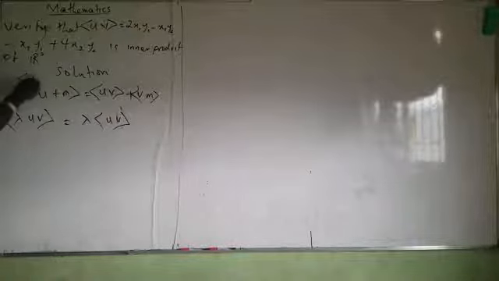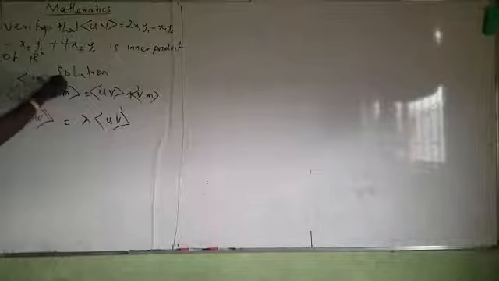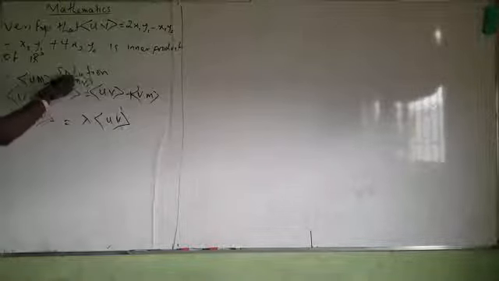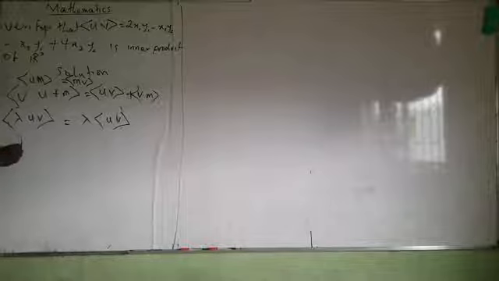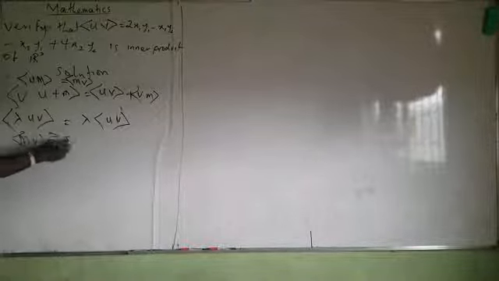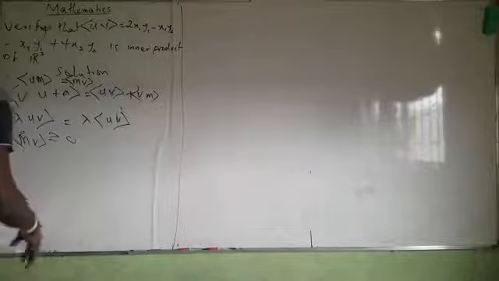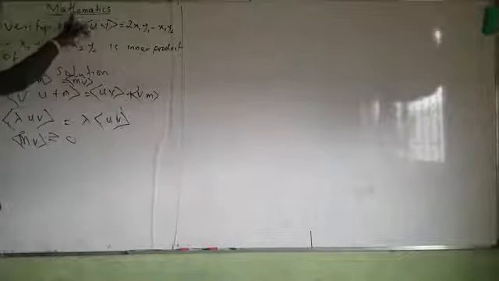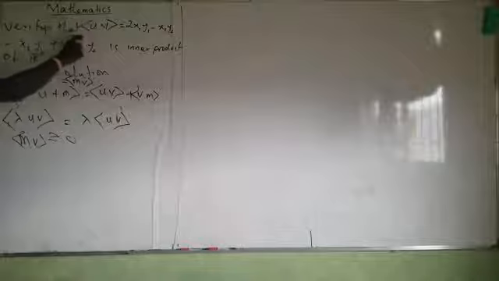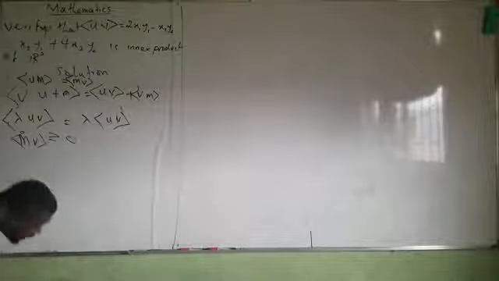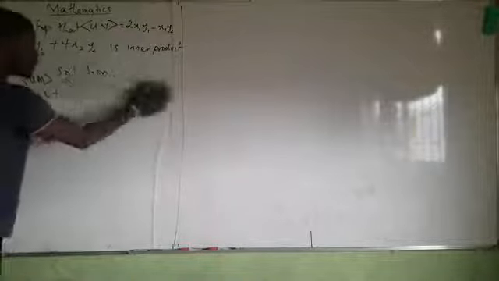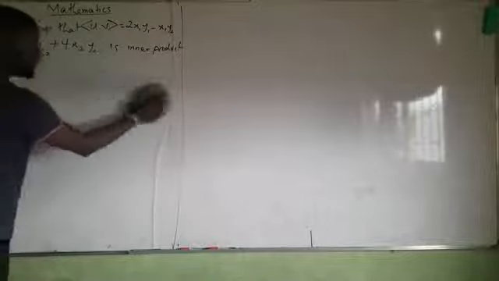Symmetric means <U, M> can also be equal to <M, U>. It means position does not matter, and also <M, M> must be greater than or equal to 0. Please, these are the things that I stated at the beginning of the video. Those are the conditions I will try to satisfy as far as this problem is concerned. Once LHS is equal to RHS, it will be satisfied. I think that should not be a problem.